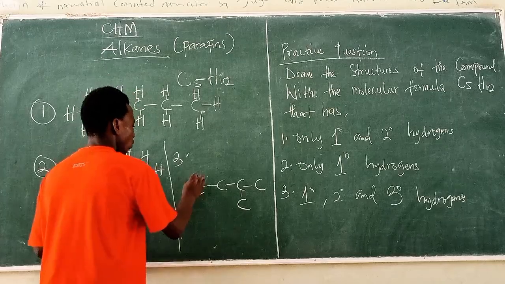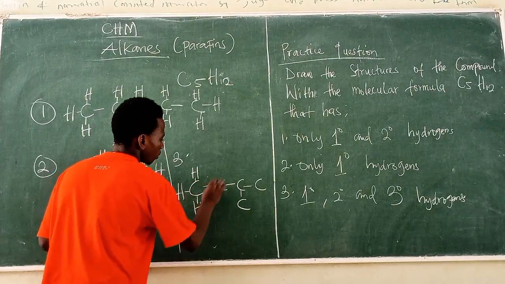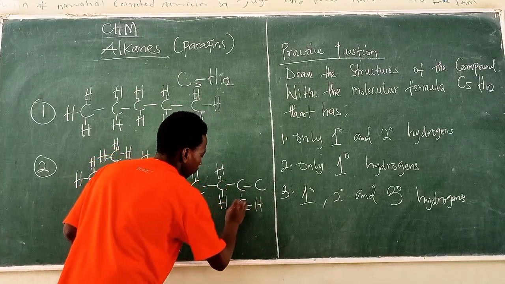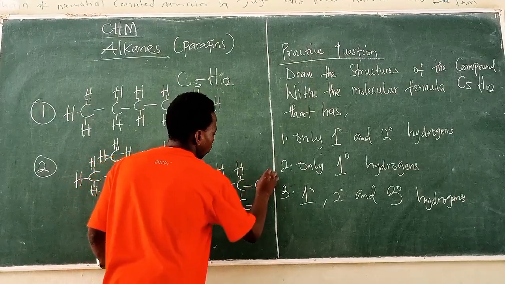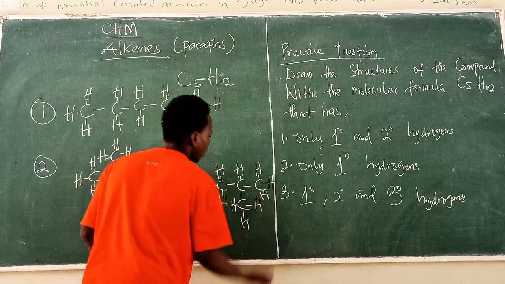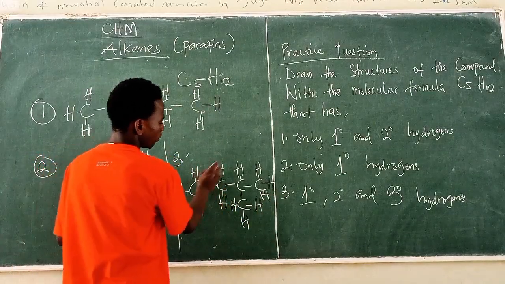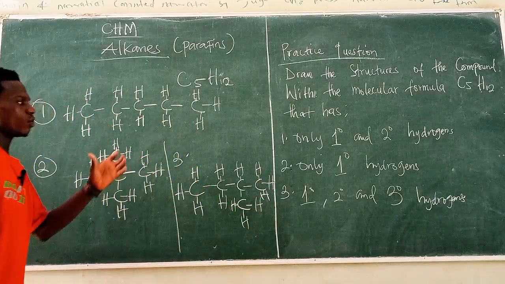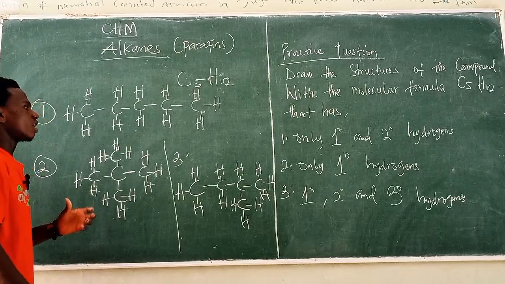So in that case, we'll just have to link our hydrogen atoms, so add 1 more hydrogen here. Counting the number of hydrogen atoms, we have 1, 2, 3, 4, 5, 6, 7, 8, 9, 10, 11, 12. So this is how you tackle a question like this when you come across it in any examination.